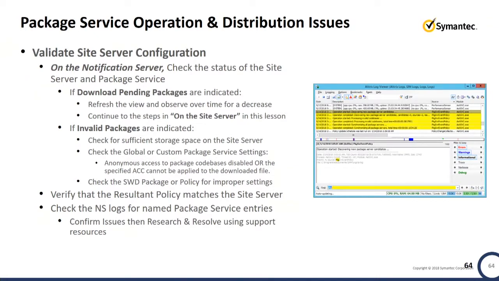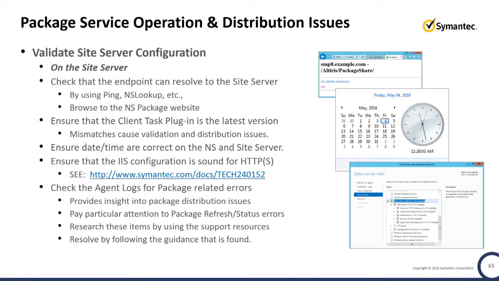All right, so in this case here, we'll obviously look in the logs, make sure we don't have any indicators of package service problems or communication issues. With those, you find them, you resolve them using support resources. But this is probably most critical. So on the site server itself now, we're off the NS and we're off looking at reports. Make sure that you can ping it, the obvious network stuff.